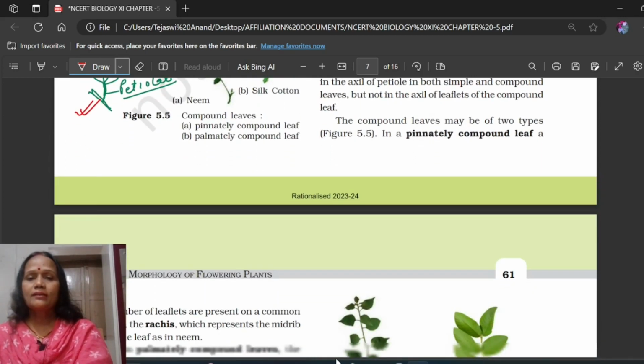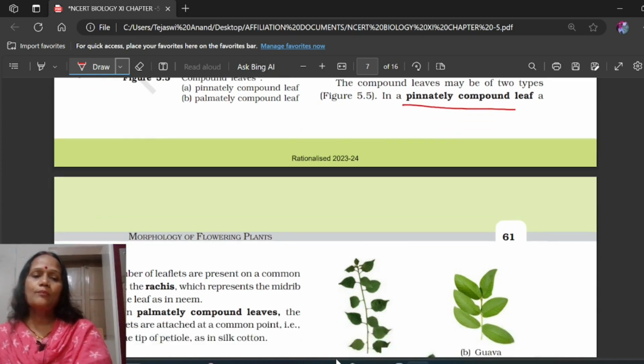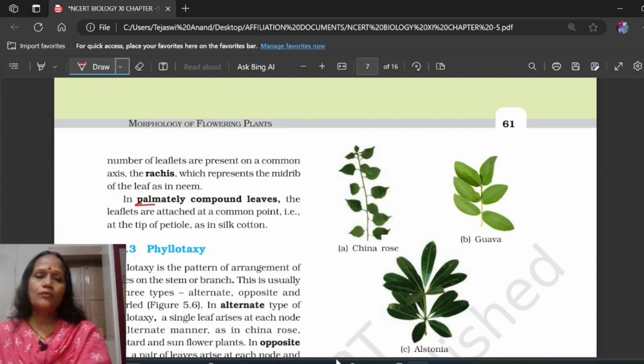Compound leaves are of two types: pinnately compound leaf and palmately compound leaf. A number of leaflets are present on a common axis. You can see different types of plants here, with different arrangements of leaves. There are different leaflets present on a common axis, which is known as the rachis, and it represents the midrib of the leaf, as in neem. This is also a part of the plant, not neem, but curry leaves.